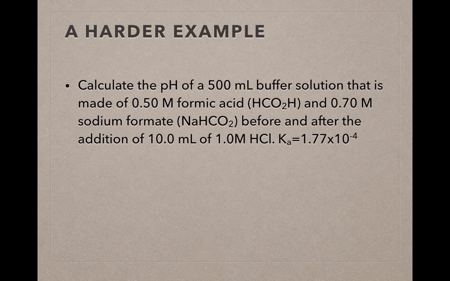Here's another example. It's a little bit harder, and we will also work this one out in class. We want to calculate the pH of a 500 milliliter buffer solution. It's made from 0.5 molar formic acid and 0.7 molar sodium formate. So we've got our acid and its conjugate base there, and we just want to take a look at the pH before and after the addition of 10 milliliters of 1 molar HCl.